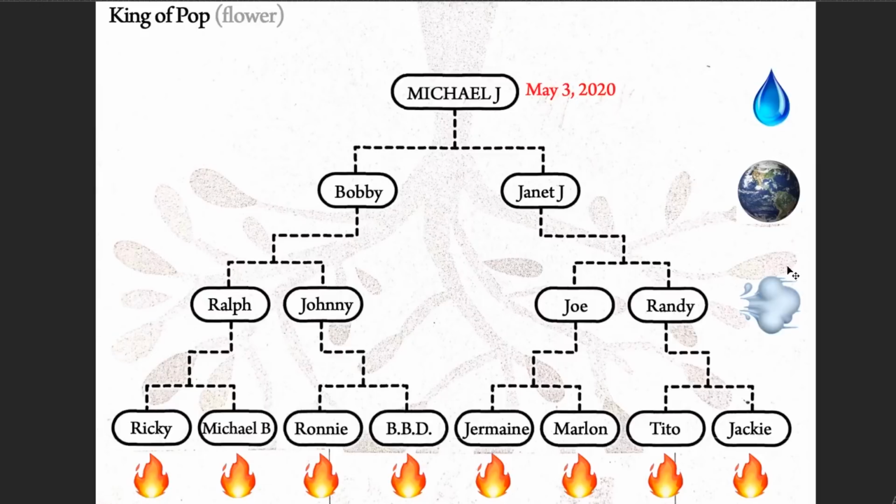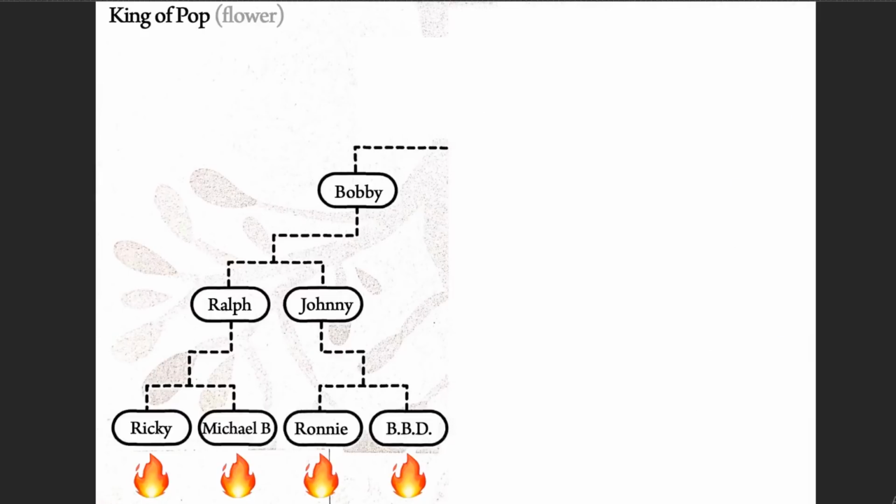In order for Bobby and Janet J on the screen right now to get into the water position by themselves, the flower has to split. Now this right here is what the split looks like. See, now the flower split. Janet Jackson went to the right side and Bobby went to the left side. So now Bobby is creating his own flower, in which he's going to be in the water position. And then Ralph and Johnny are going to move up to the earth position. And then Ricky, Michael, Ronnie, and BBD are going to move into the air position, and so on.